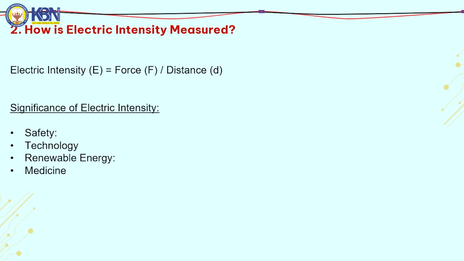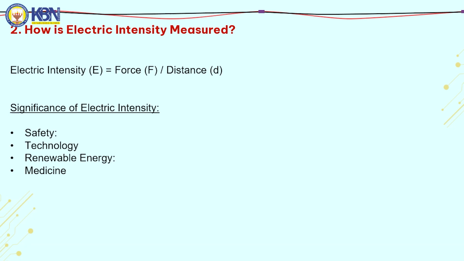Then what is the significance of electric intensity? It is used for safety purposes. Understanding electric intensity helps engineers and electricians design systems that prevent electrical accidents. The other significance is in technology. Electric intensity enables the controlled flow of electric current through circuits.